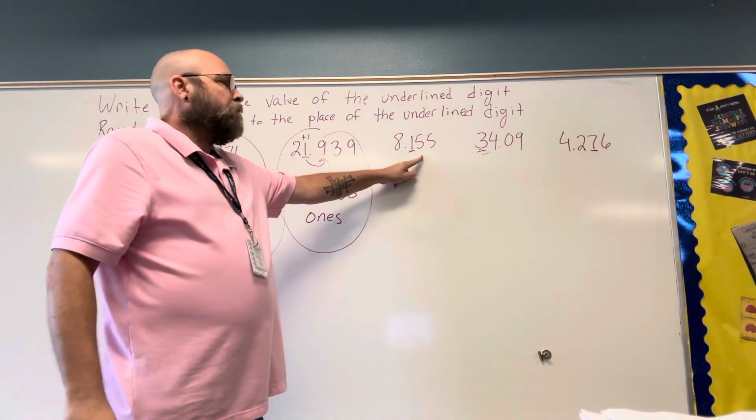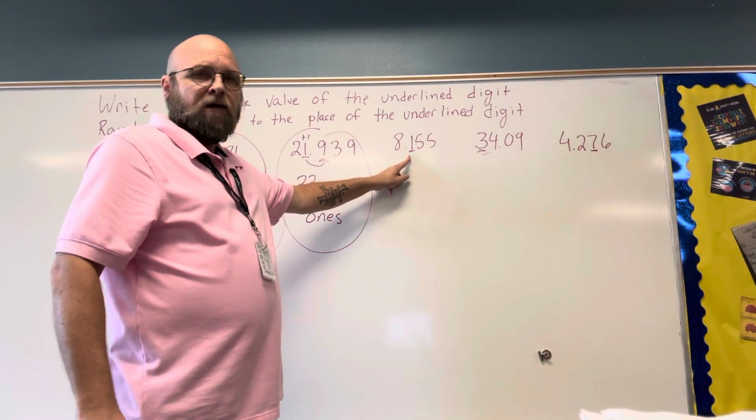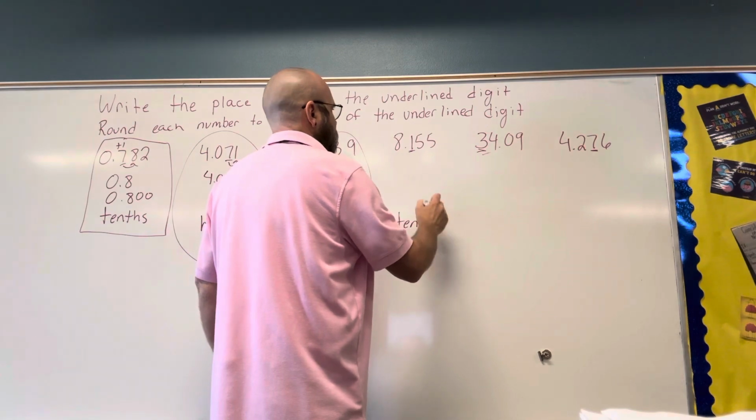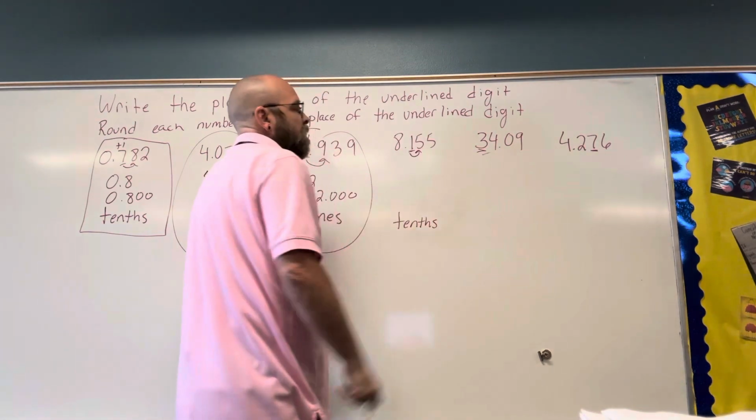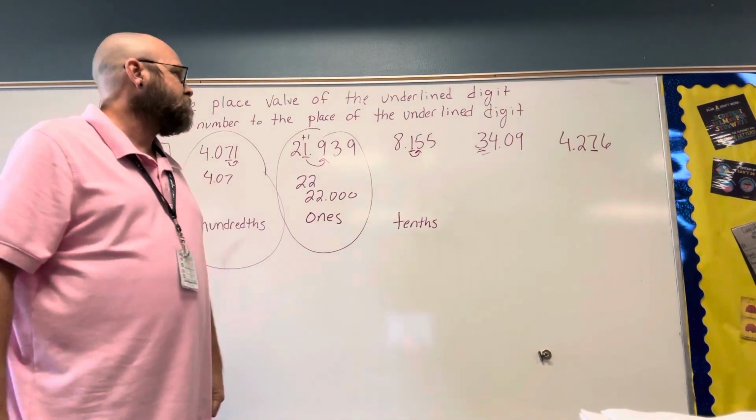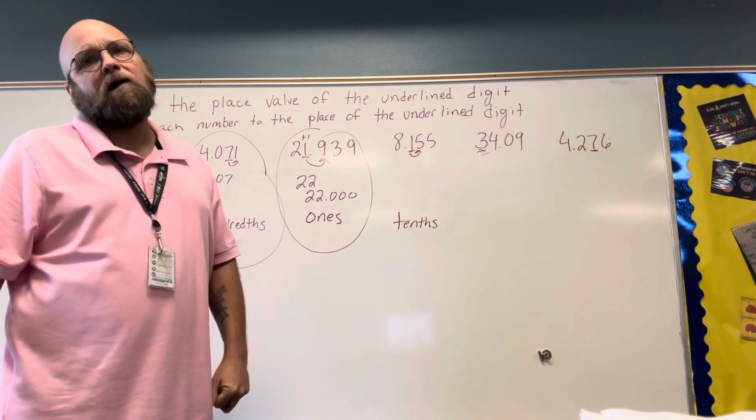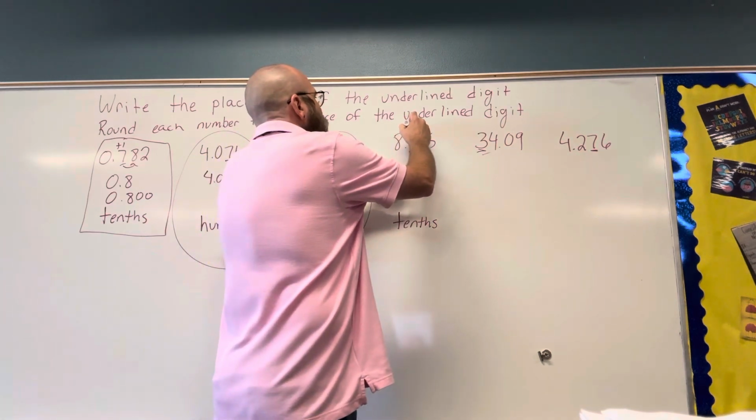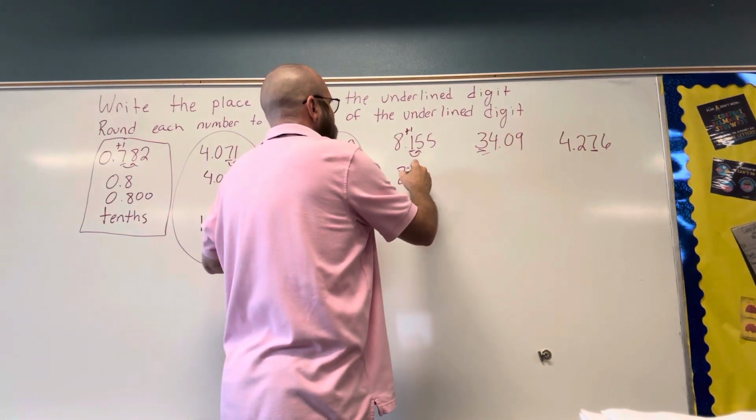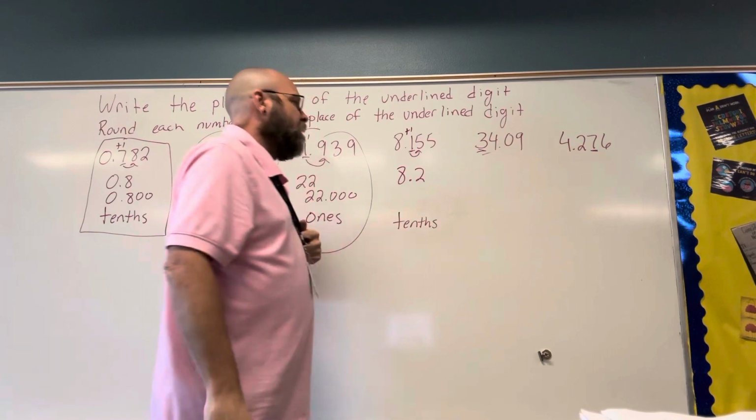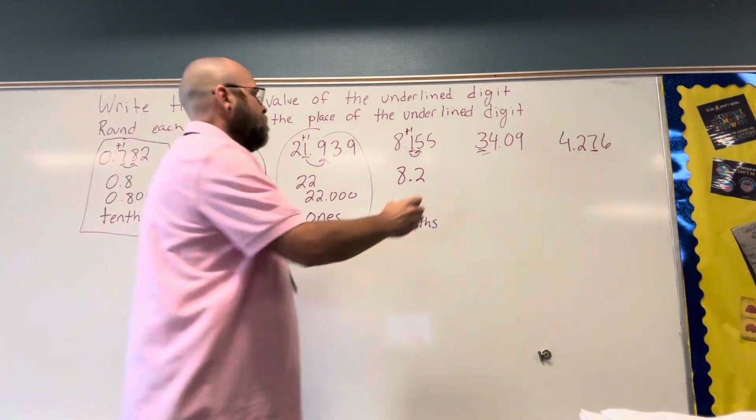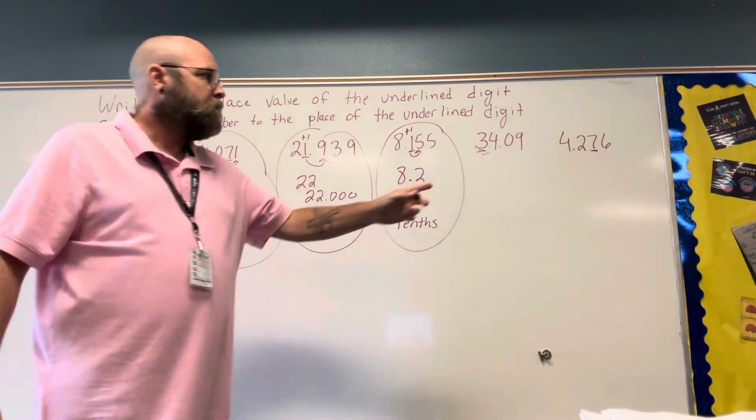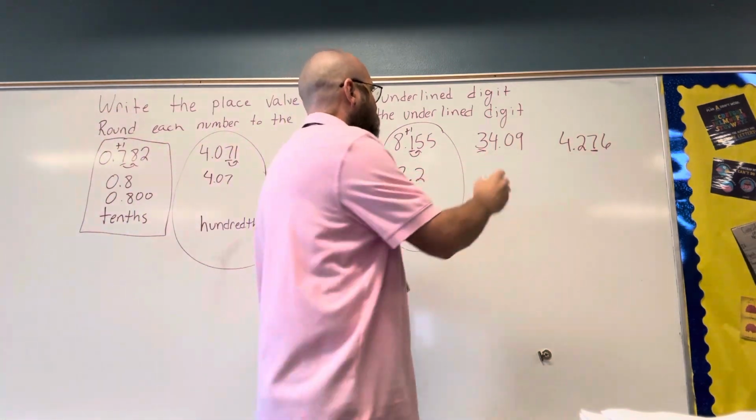8 and 155 thousandths. The 1 is in the tenths place. I look behind the tenths place into the hundredths place. The hundredths place has a 5. If the number in the hundredths place is 5 or greater, I add 1 to the place I'm rounding, which is the tenths place, and I get 8 and 2/10.